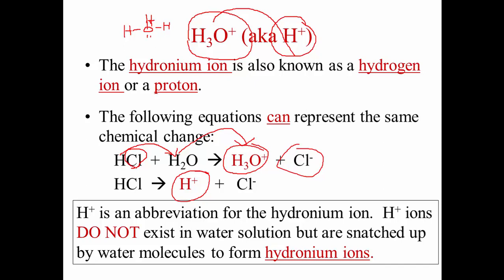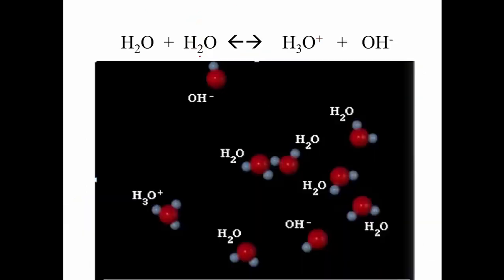So in next week's lesson, we'll focus on this mechanism that takes place between acids and bases and water. H plus is an abbreviation, but the hydronium ion is better chemistry. So here we've got water reacting with water. Water can act like both an acid and a base.